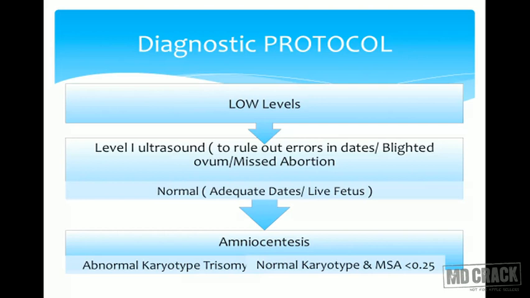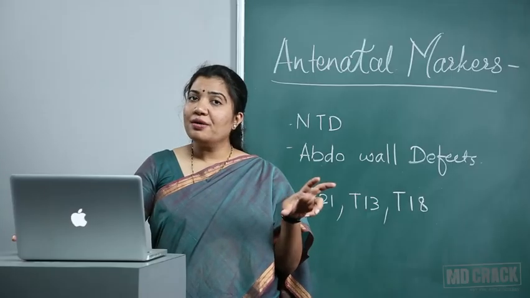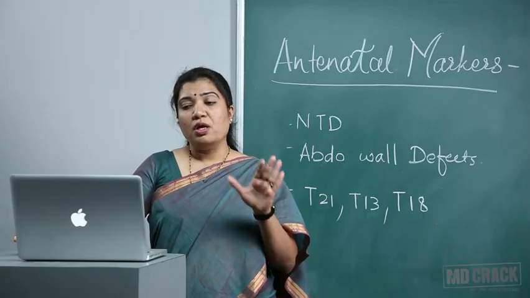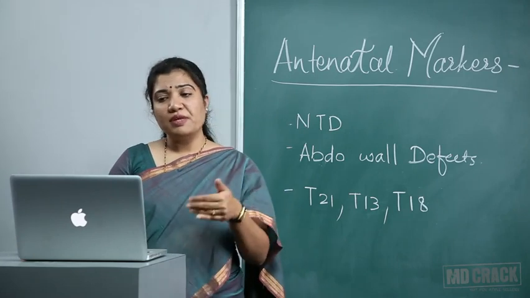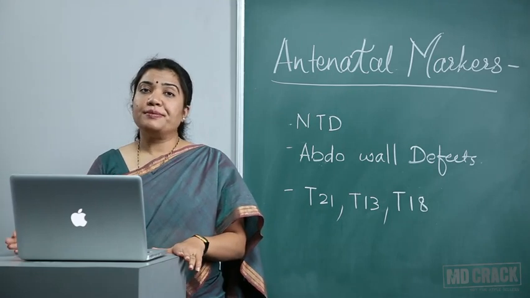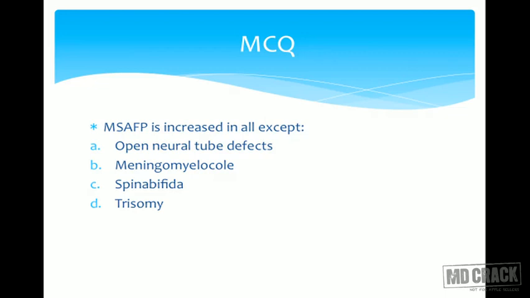If there is no chromosomal abnormality and the maternal serum alpha fetoprotein levels are less than 2.5 MoM, then there are chances of spontaneous abortion or hydatidiform mole or choriocarcinoma. But on ultrasound, we have ruled out hydatidiform mole. So we just have to warn the patient that this pregnancy may get aborted because the levels are low. Now the MCQs, we'll just cover 1 or 2. MSAFP is increased in all except.